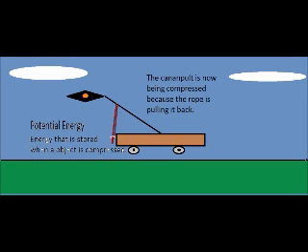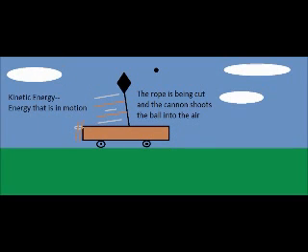As the catapult is being compressed, it follows the rule of potential energy. Potential energy is energy that is stored when an object is compressed. Now, as the catapult is being shot, it is following the rule of kinetic energy. Kinetic energy is energy that is in motion.